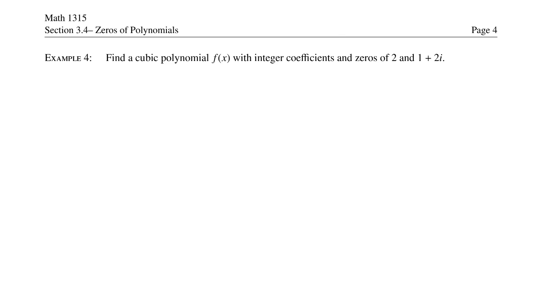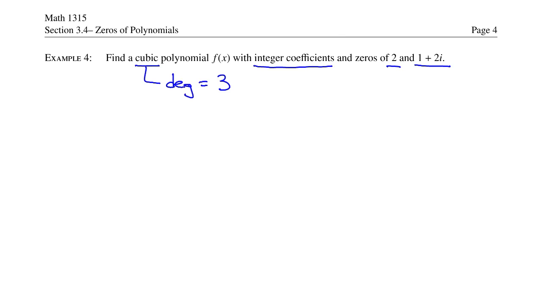So first off, the question asks for a cubic polynomial. Cubic means that the degree of the polynomial is equal to 3. That also means that we're going to have 3 zeros. We want it to have integer coefficients. Integers are a subset of the reals. And the two zeros that are listed so far are 2 and 1 plus 2i.